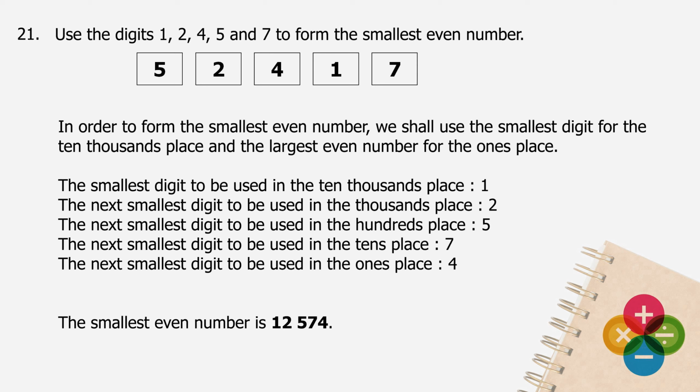The next smallest digit to be used in the hundreds place will be 5. The next smallest digit to be used in the tens place will be 7. The next smallest digit to be used in the ones place will be 4. The smallest even number is 12,574.